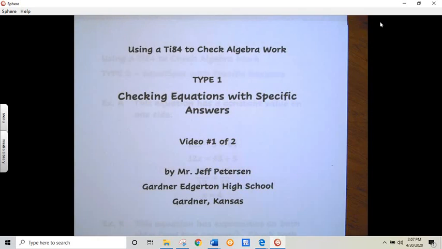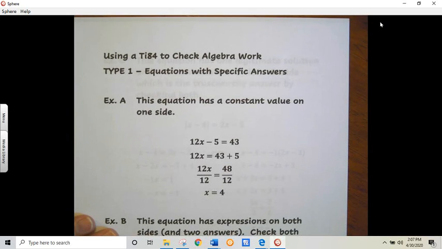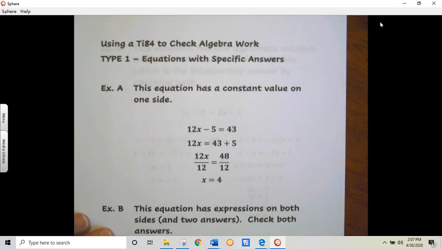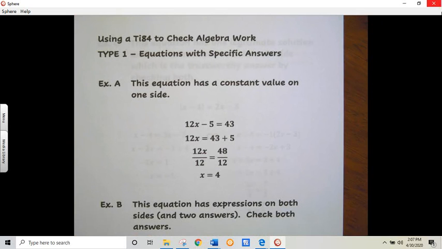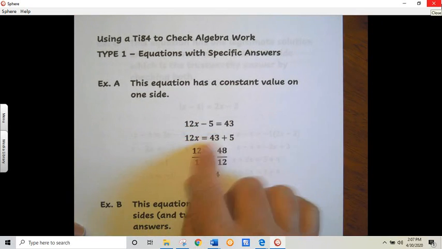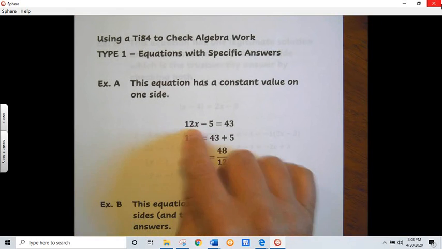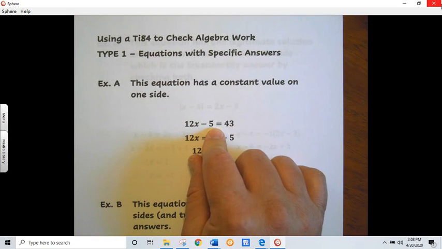Now the first of two videos here is going to deal with checking equations when we think we know the answers or we have specific values. So what we're going to do here is just do some simple ones to give you the concept. We're going to look at this first problem here, and this would come from an Algebra 1 problem actually. And we have this answer, we think the answer is 4, and so we're going to check it in the original problem to see if it actually gives a true statement here.